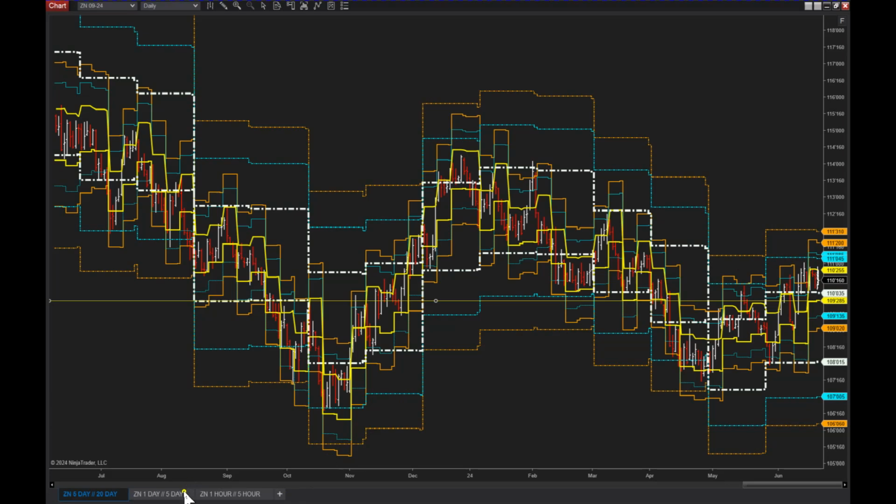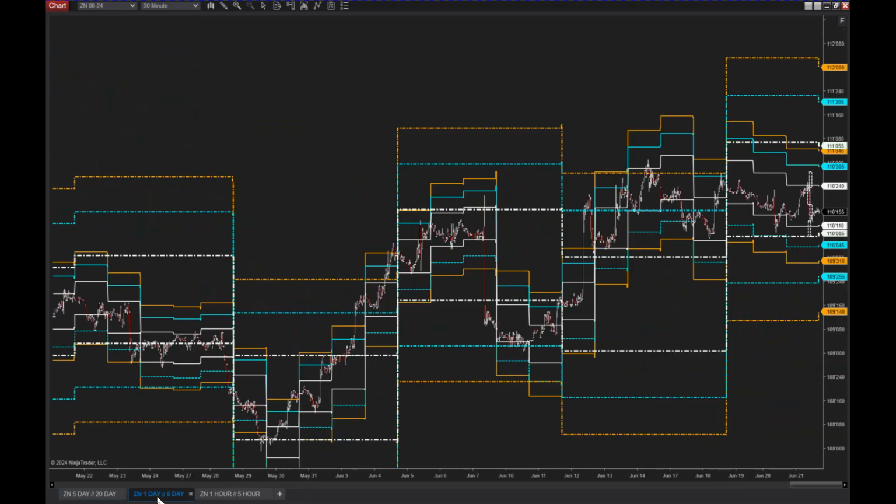And likewise, this 1-day, 5-day. Anytime that we are above that lower one is good, or the prior higher one. There is a little bit of gap there, so they could come back to test that and then take it back up.